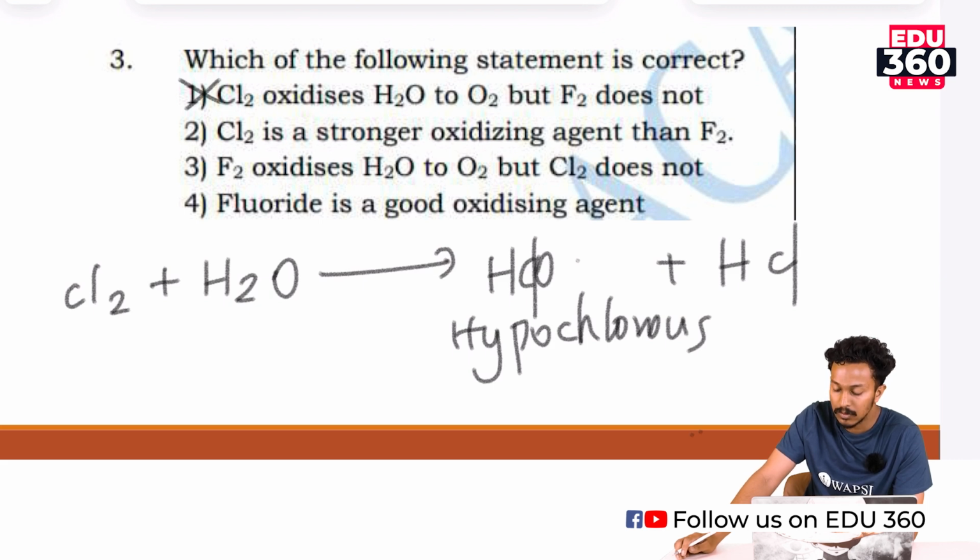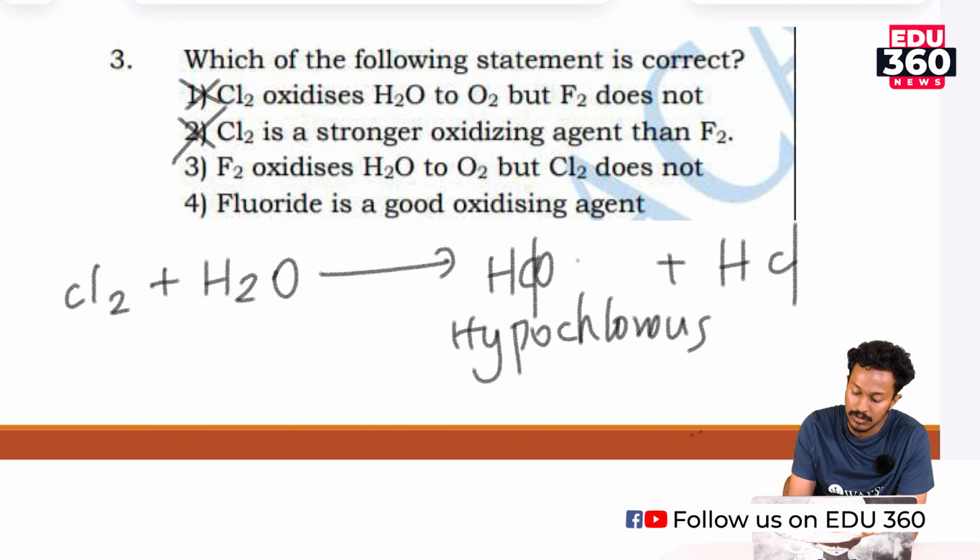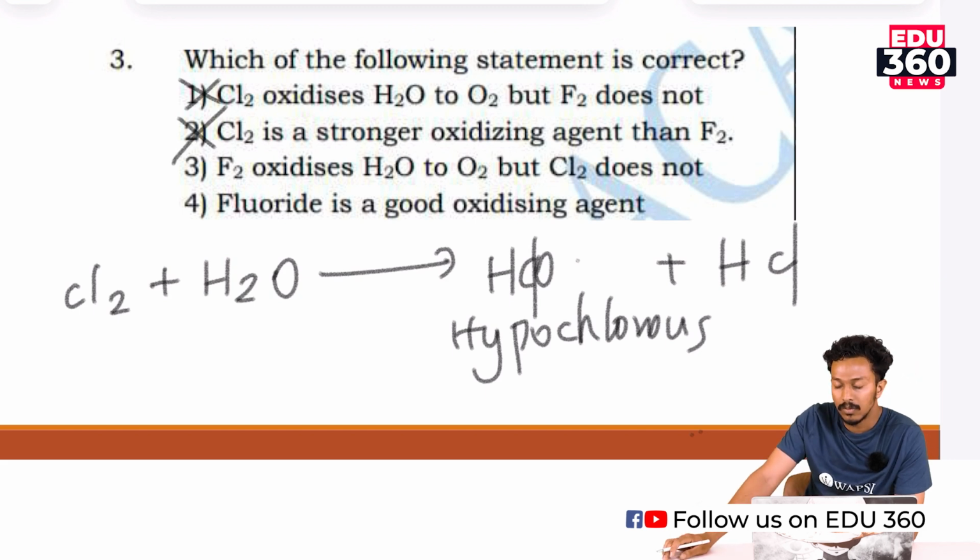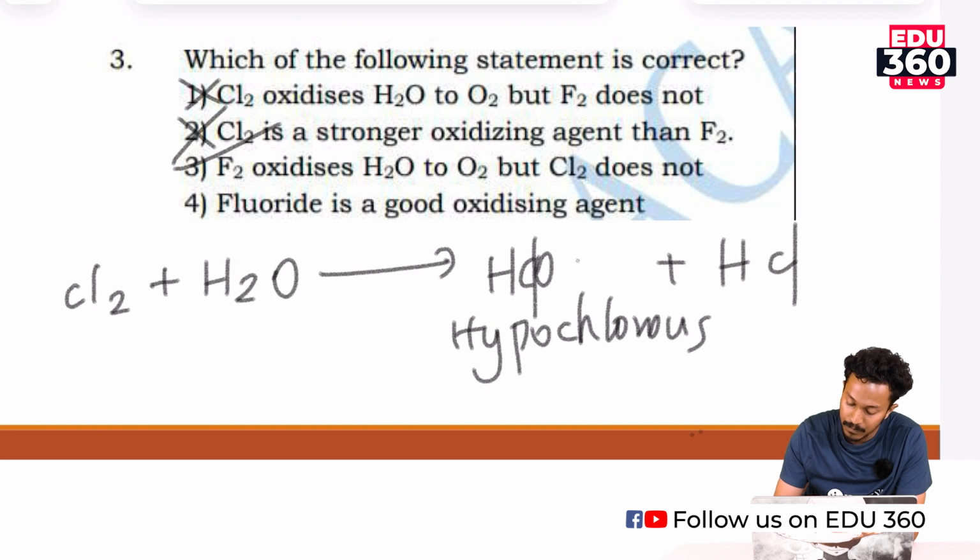So option 1 is wrong, and the second option is Cl2 is a stronger oxidizing agent than fluorine. That is also wrong, because fluorine is the strongest oxidizing agent in the periodic table due to its highly positive reduction potential. So option 2 is wrong. Option 3: fluorine oxidizes water to oxygen, but chlorine does not. Here fluorine does oxidize water to oxygen. So option 3 is right.